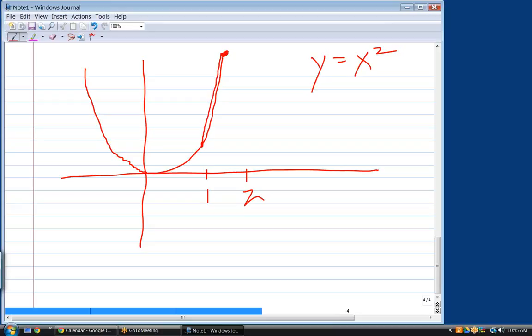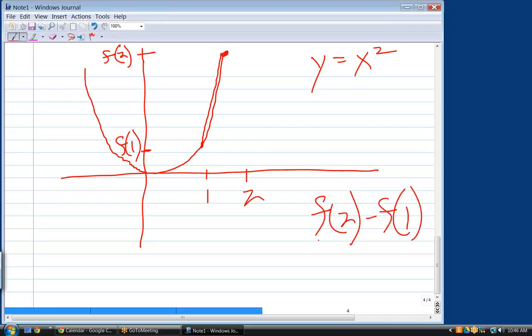Because the average rate of change is rise over run. So whatever this would be, let's start calling that point f of 2, and let's call this point f of 1. Now, f of 2 is clearly 4. f of 1 is 1, right? So if I want the average rate of change that this function is doing between 1 and 2, I would take f of 2 minus f of 1, that's the rise, and divide it by 2 minus 1, that's the run.